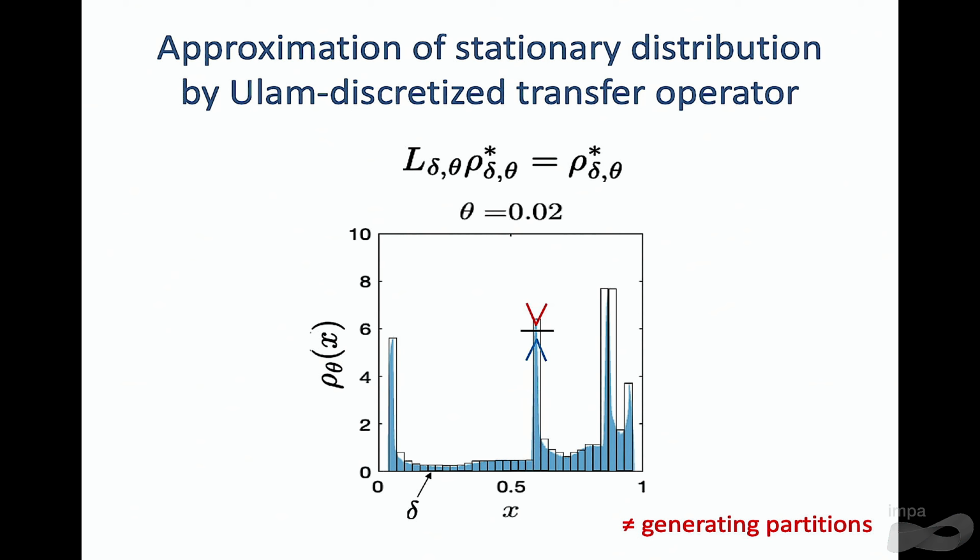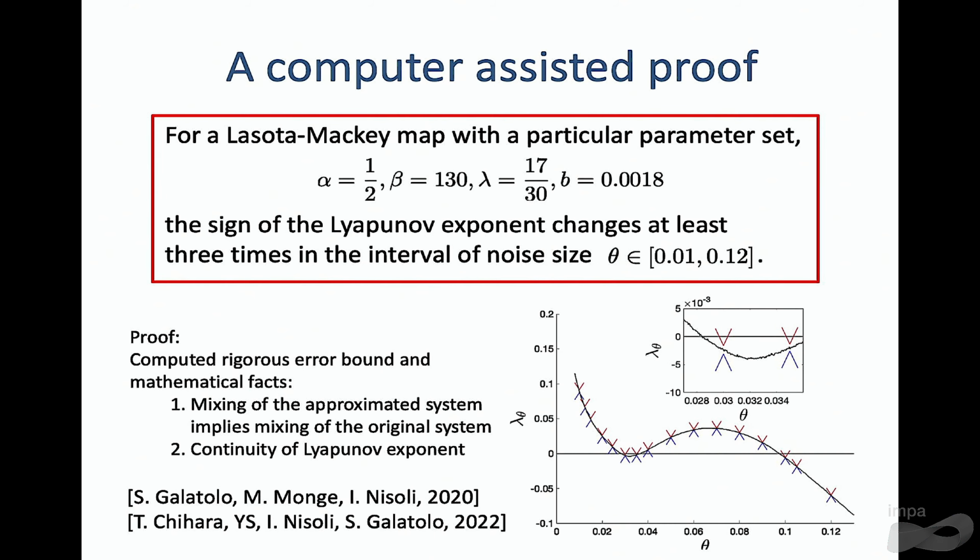Then we can approximate this stationary density by using Ulam discretization based on a delta mesh. So these are the operators. And then we can have this probability vector. And based on this vector, we compute a rigorous bound of the Lyapunov exponent in this way. This red is the upper bound, blue is the lower bound. And if the upper bound is negative, the real value must be negative. So in this way, we show this negativity and positivity of the Lyapunov exponent with some mathematical rigor.